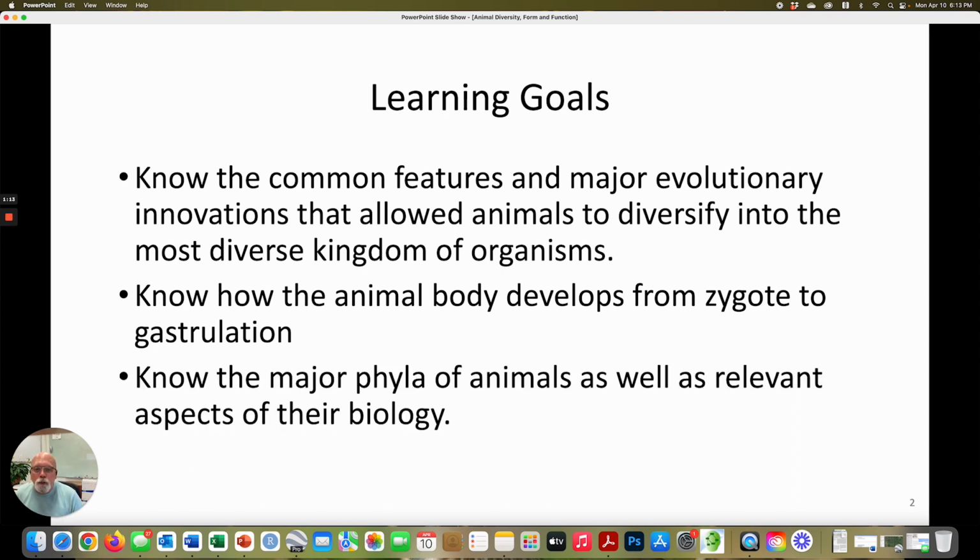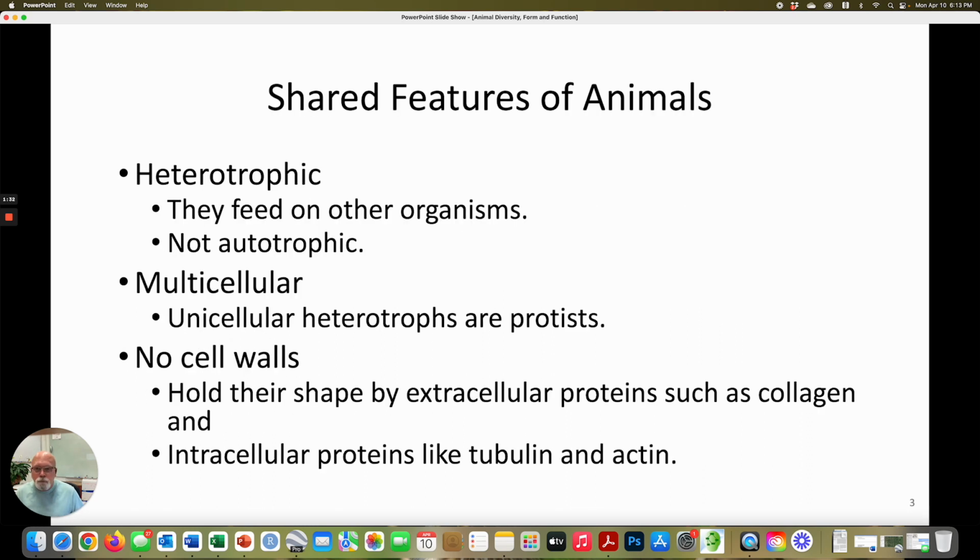And then we're also going to do a similar thing like we did with the plants, in that we're going to go through and familiarize ourselves with the major phyla of animals as well as relevant aspects of their biology. And just like with the plants, I'm going to try and organize this on the basis of the movement of animals out of marine environments and into terrestrial environments.